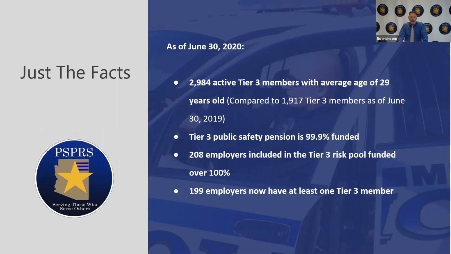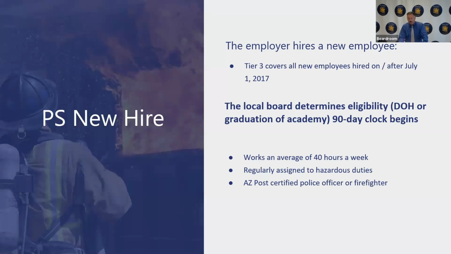Currently, we've got about 199 employers that have hired a Tier 3 member. So there are some employers out there that have yet to hire that brand new member that would participate in the Tier 3 public safety program. The employer is going to hire this new police officer or firefighter. Again, remembering new hires as of July 1 of 2017 go into that Tier 3 category.